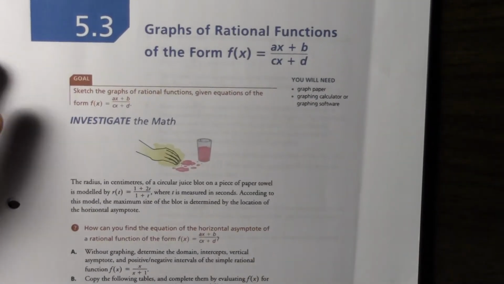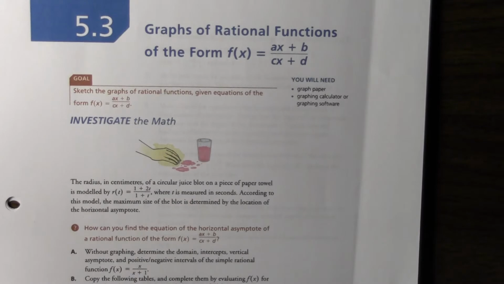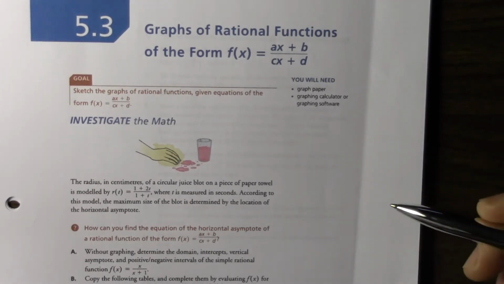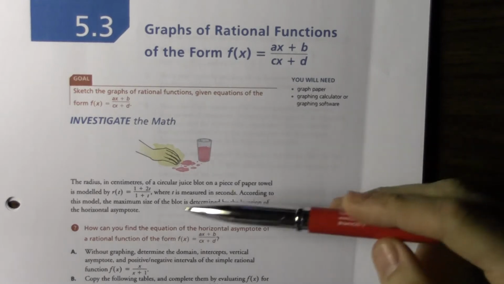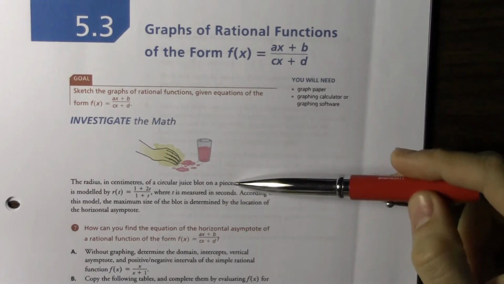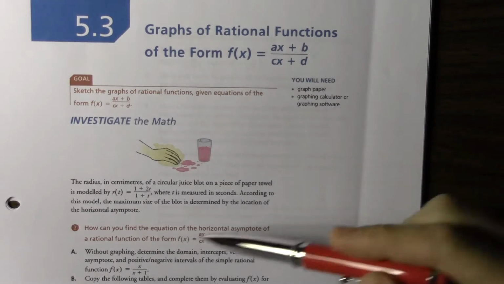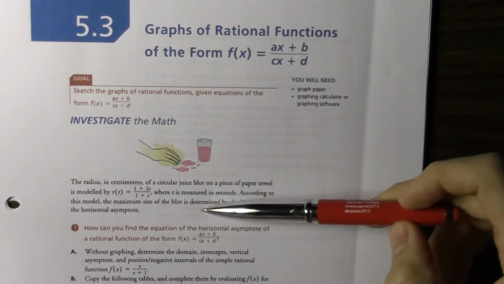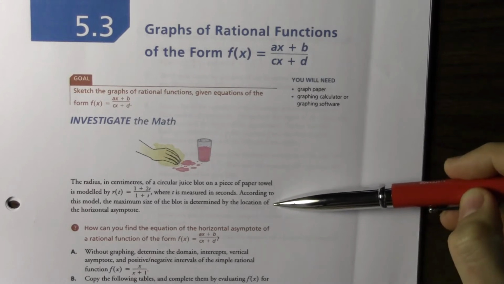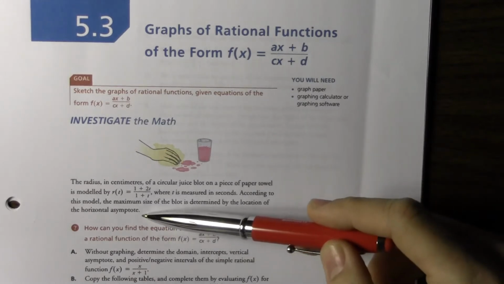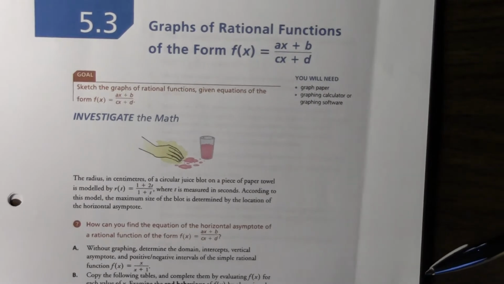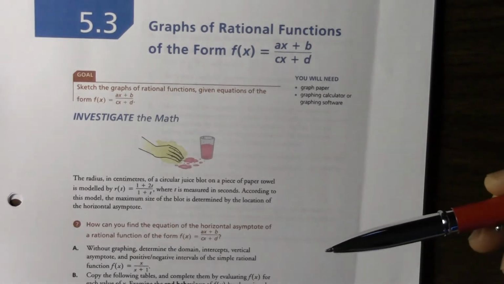All right, 5.3. So our goal is to sketch graphs of rational functions. The radius in centimeters of a circular juice blot on a piece of paper towel is modeled by this, where t is measured in seconds. According to this model, the maximum size of the blot is determined by the location of the horizontal asymptote. So we have very applicable examples here.